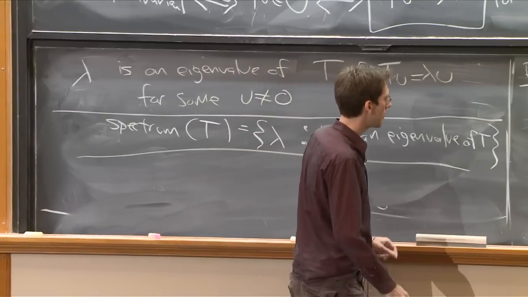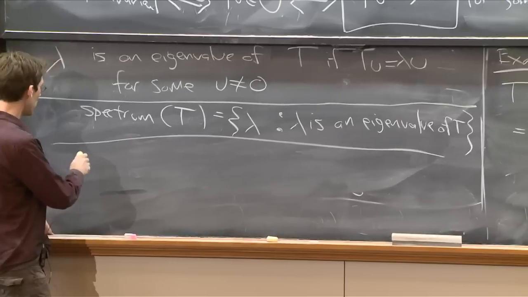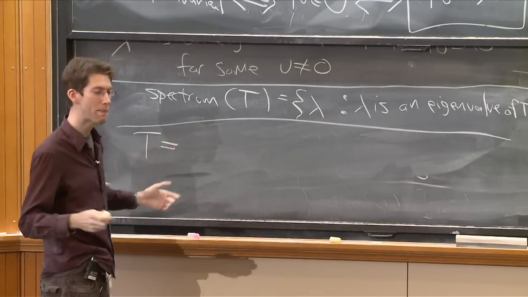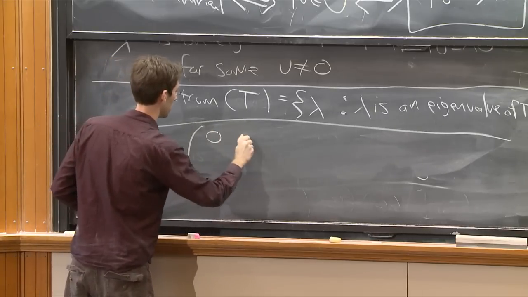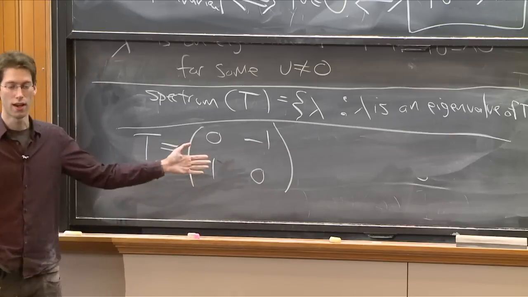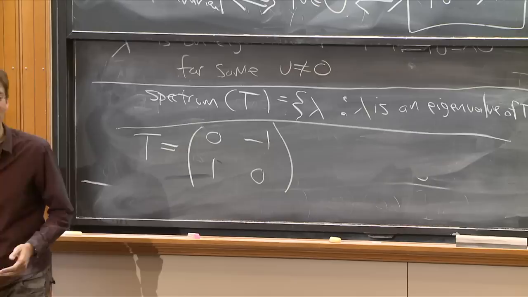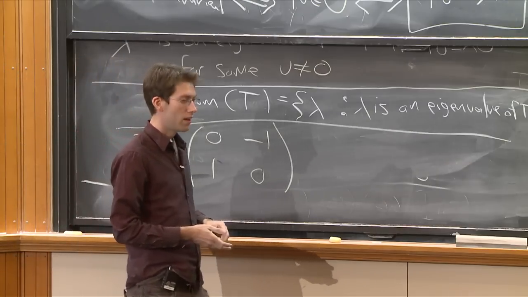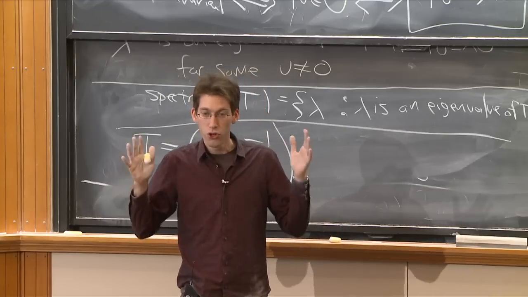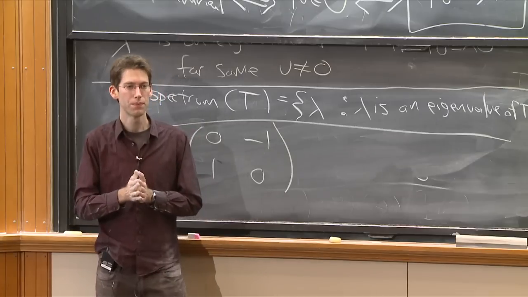And if we were to get rid of the third dimension, and let's be even simpler, let's just take theta to be pi over 2. So let's just take a 90-degree rotation in the plane. Now, T has no eigenvalues. There are no vectors other than 0 that it sends to itself.